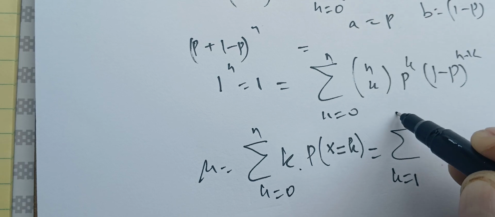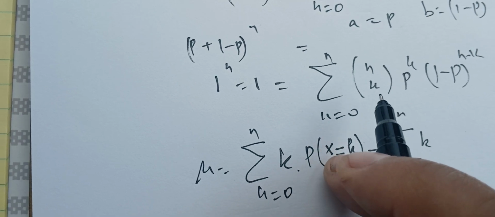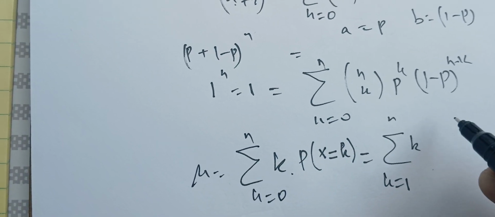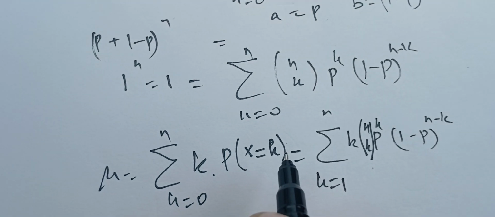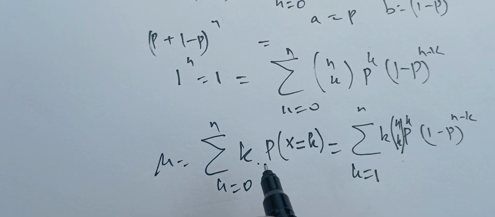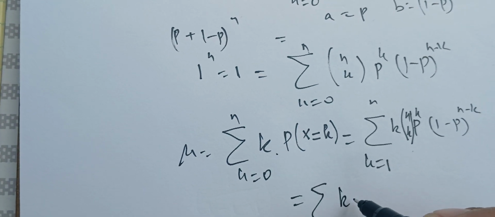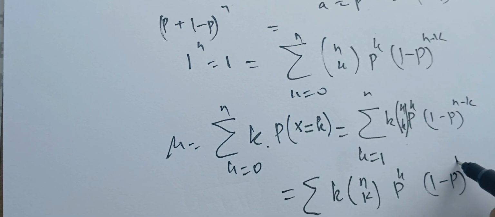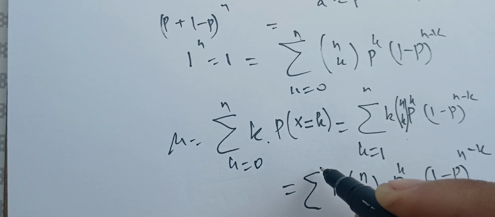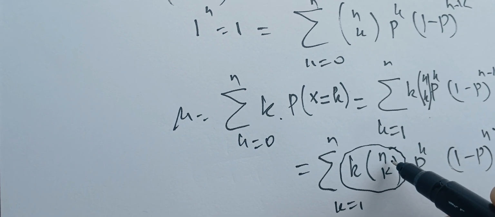So, k going from 1 to n of k times, I'm going to replace the probability mass function by its expression, n choose k, p to the power k, 1 minus p to the n minus k. Here there is this term, k times n choose k, p to the power k, 1 minus p to the n minus k, where k is going from 1 to n. I made a video before about this expression.